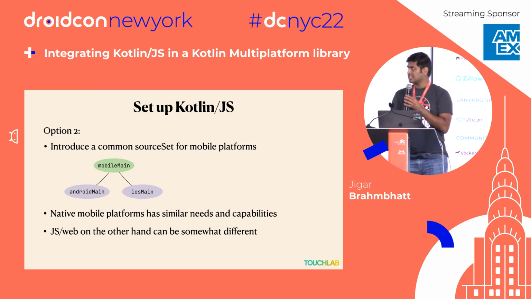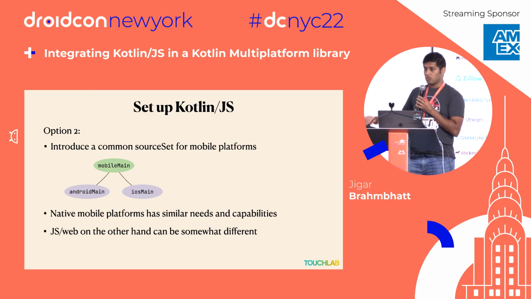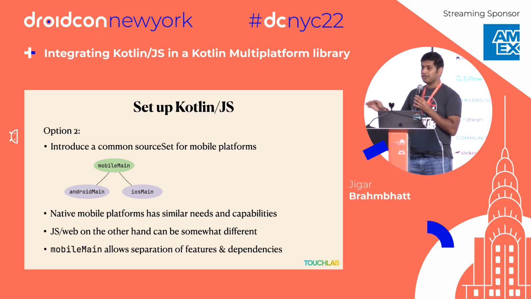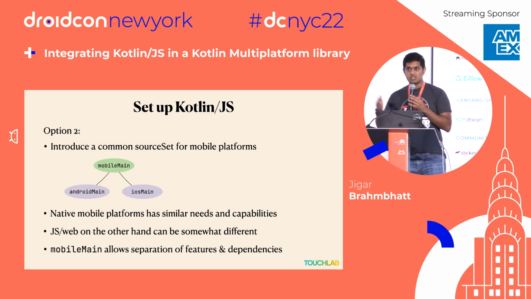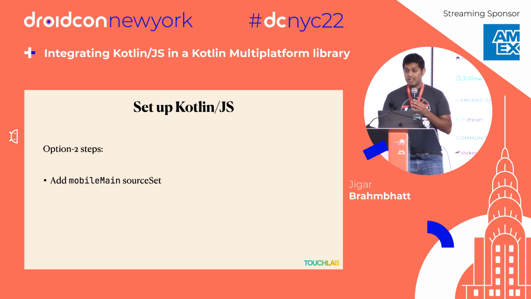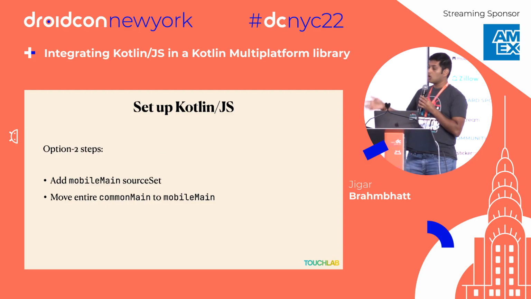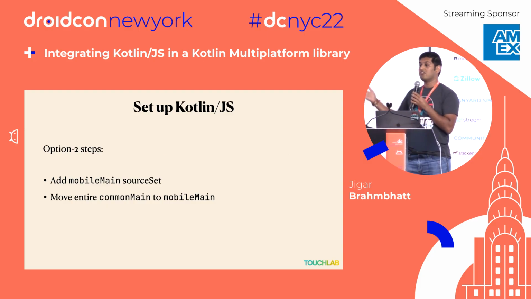So there are basically 3 steps to do this. You add a mobile main source set. You move your entire common main to mobile main. At this point, it's just cut and paste of all the code. Once you do that, you have a mobile main which has all your common code, and JS main will be empty. And you can now compile your project for Android, iOS, and JavaScript. Of course, JavaScript will be empty at this point. But then you can take baby steps to slowly add JS support, so you're not overwhelmed with a lot of upfront work.